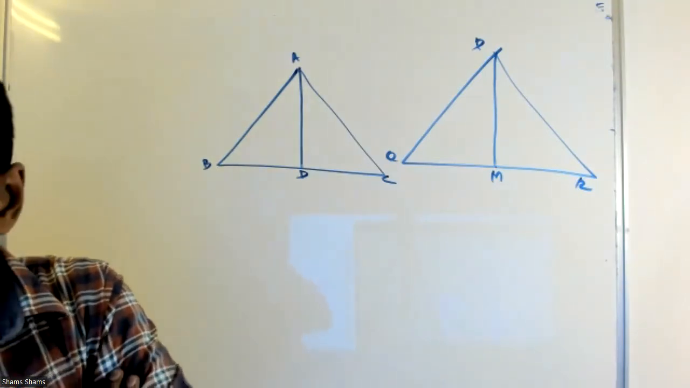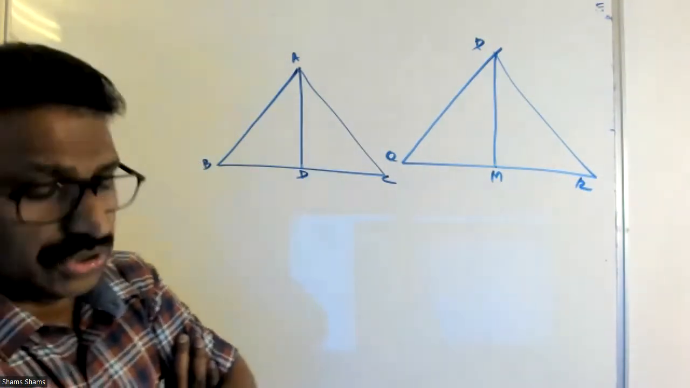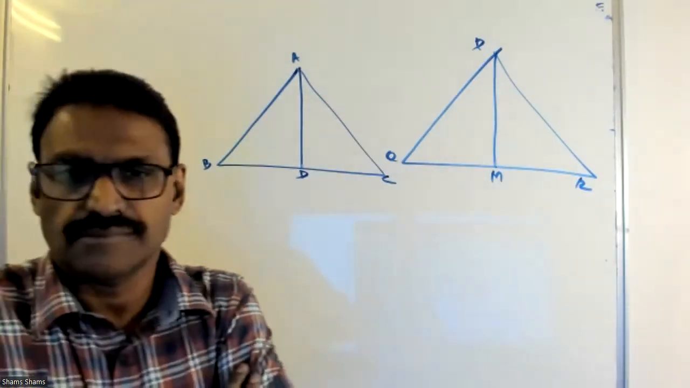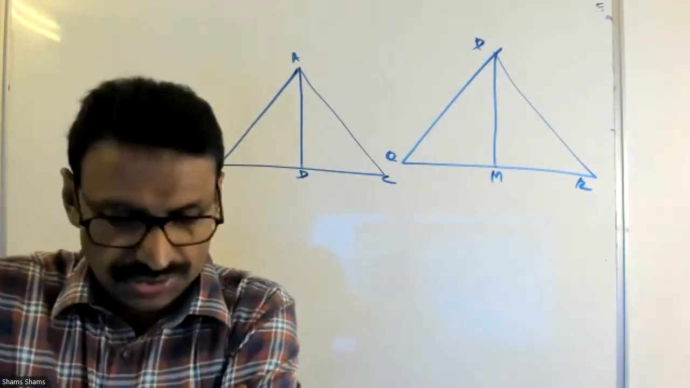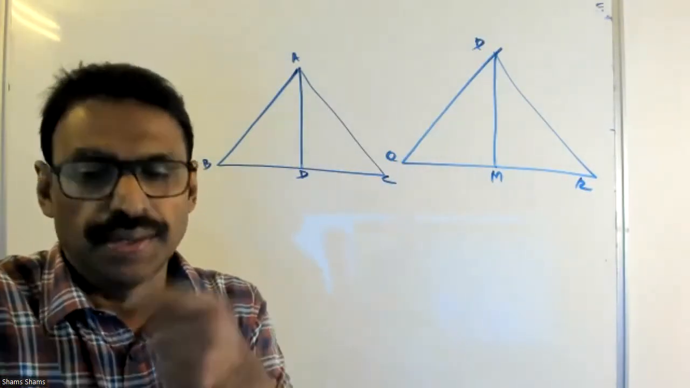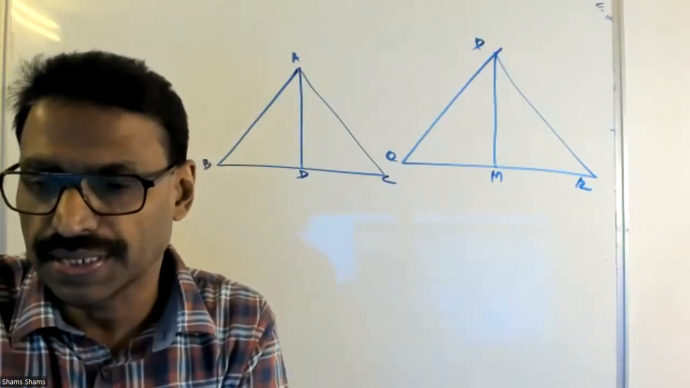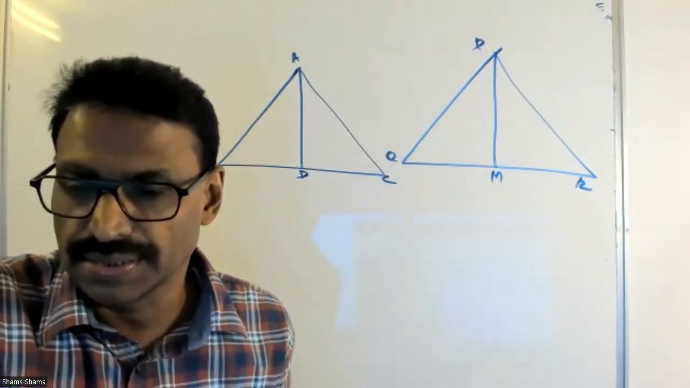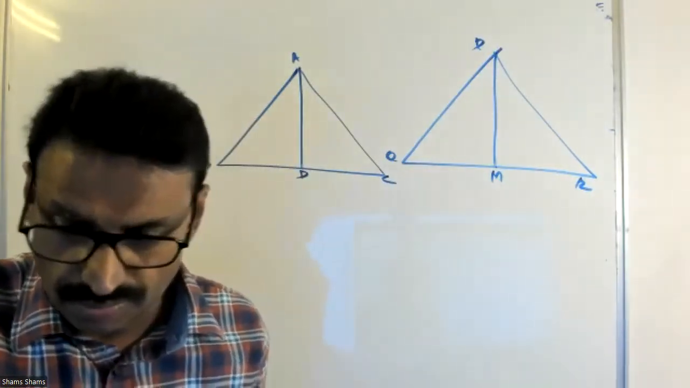Can anyone rearrange this question based on 12? Anyone? Can anyone read question number 12? In question number 12, we read: two sides and a median bisecting one of the sides are respectively proportional to another triangle. Niveda, you take the mic and read.